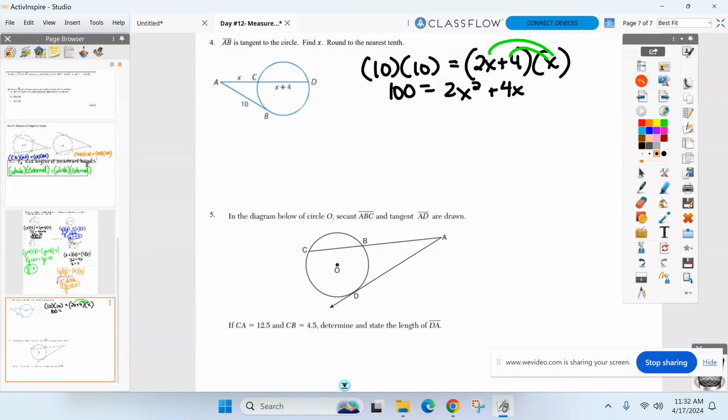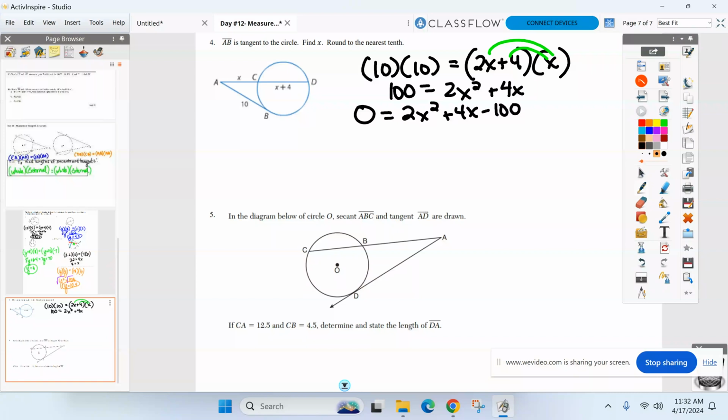So what is going to end up happening here eventually? Not square rooting, but when I have an x squared and an x in the same equation. Factoring, yep. But as we know from yesterday and all year long, you can't factor anything unless it's equal to 0. So let's move that 100 over. So 0 equals 2x squared plus 4x minus 100 when you move it over.